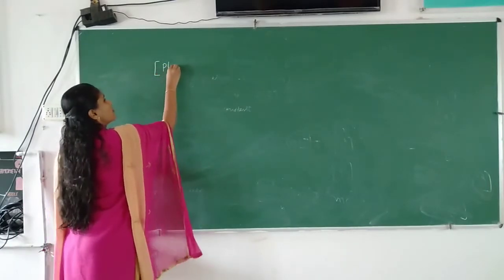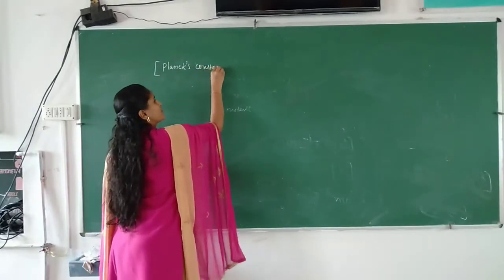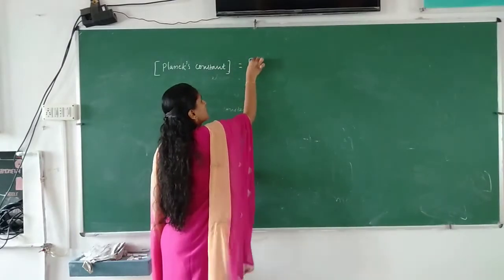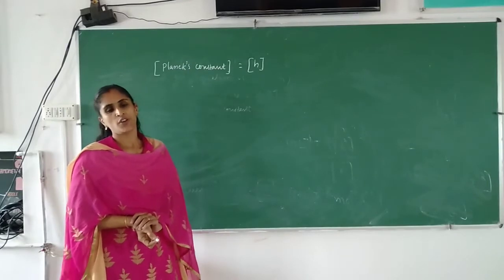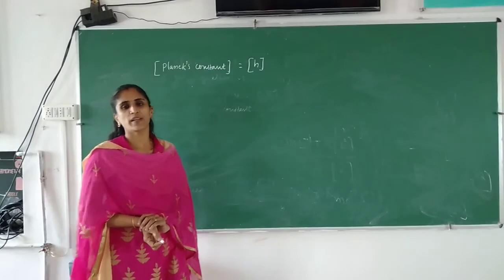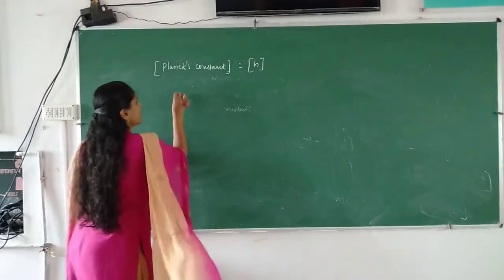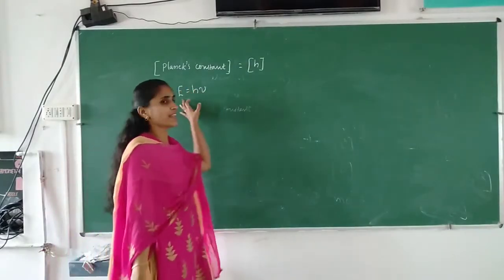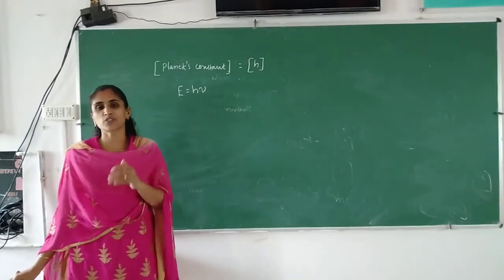Dimension of Planck's constant. This Planck's constant is represented by the letter H. We have to find the dimension of H. So to find the dimension of H, you should know the relation, no? There is a relation between Planck's constant, energy and frequency, given by E is equal to H nu, where E is the energy, H is Planck's constant and nu is the frequency of the electromagnetic radiation.